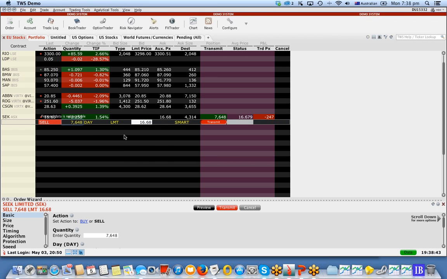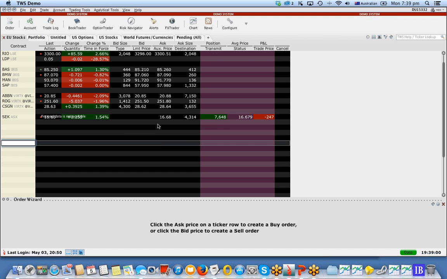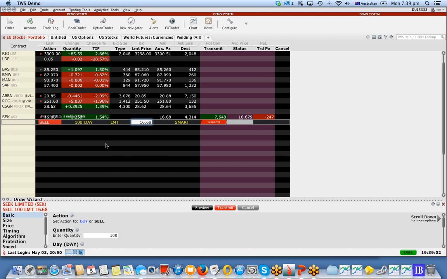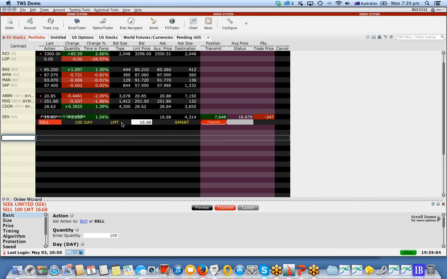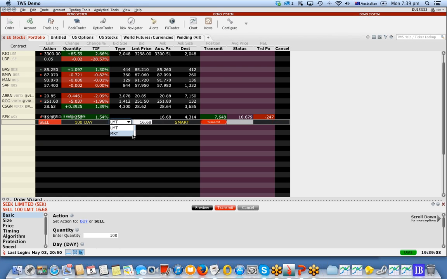7,648, and we will flick. Okay, so what is that? It doesn't allow us to change the type for some reason. Right. I don't know why it is, whether it's a limitation or it's just that the simulator doesn't allow us at this point in time.